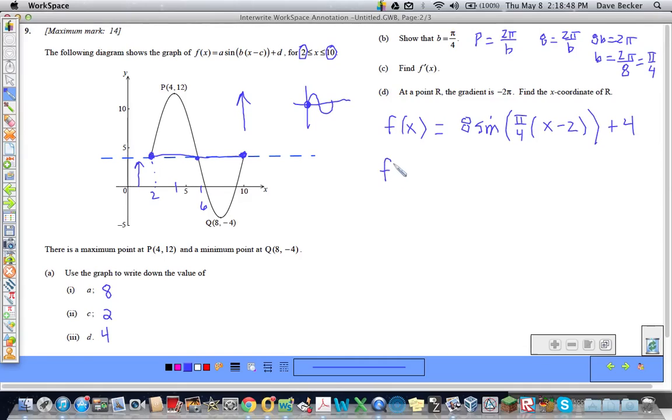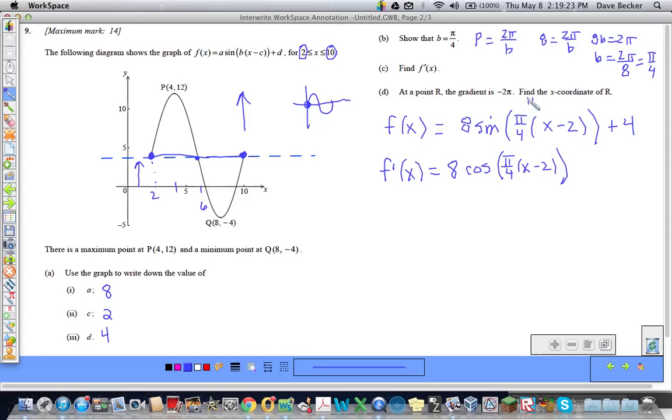Derivative, f prime of x. We have a coefficient. It goes along for the ride, 8. Now we have a chain rule. Chain rule is the derivative of the outside times the derivative of the inside. So the outside function is sine, and the derivative of sine is cosine. So it's cosine of pi over 4 times x minus 2, times the derivative of the inside. The inside is pi over 4 times x minus 2.